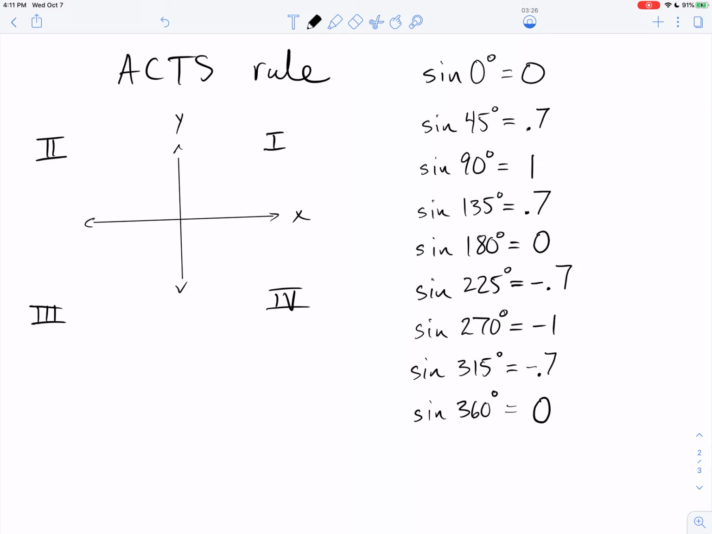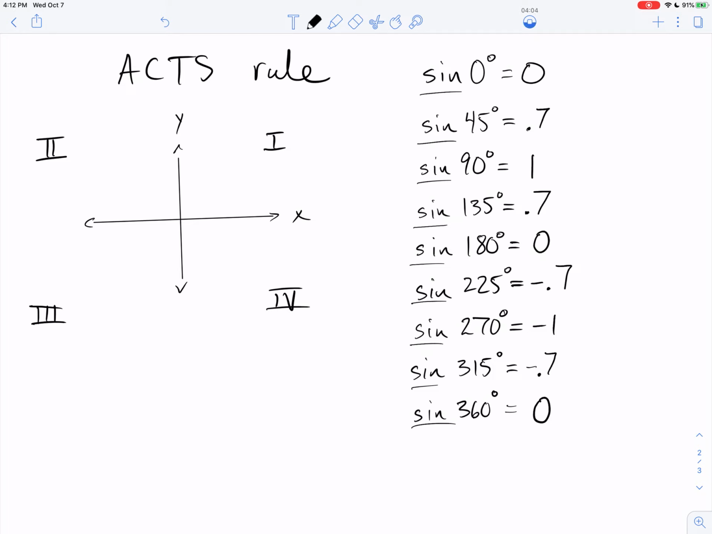I could have picked 30s, 45s, 60s. I could have picked anything. But what I wanted you to see is this basic concept called the ACTS rule. The ACTS rule is something that we use to determine when a trigonometric function, and I'm using sine, so when is sine going to be positive, and when is sine going to be negative? Well, sine's positive all in quadrant 1.